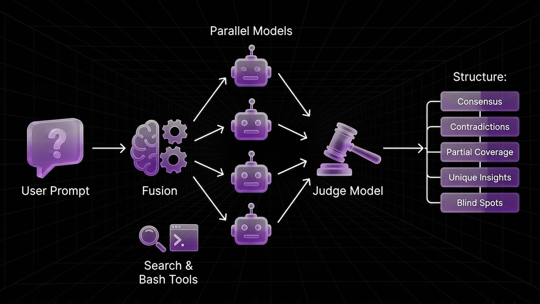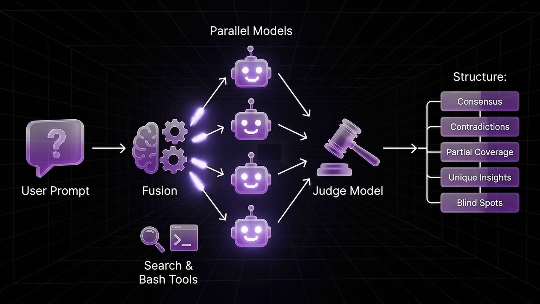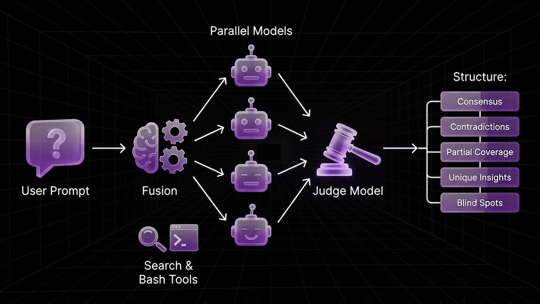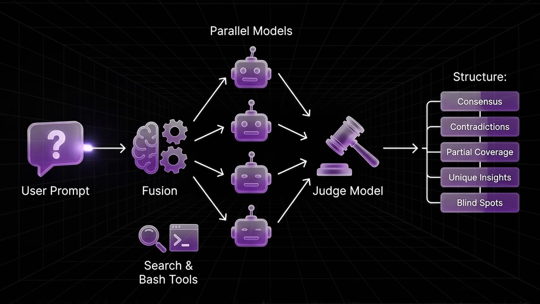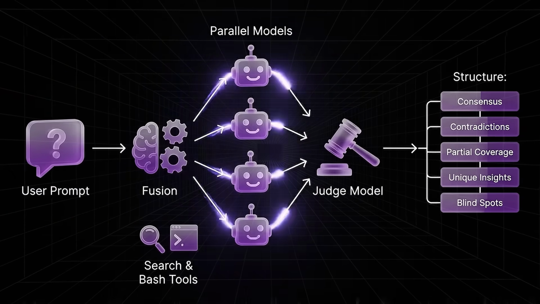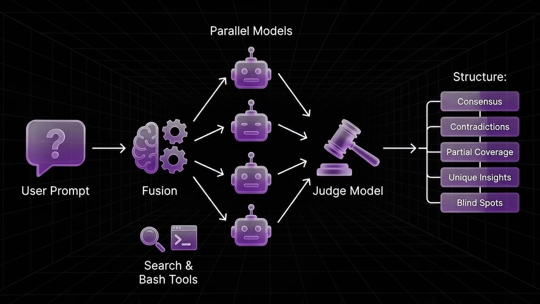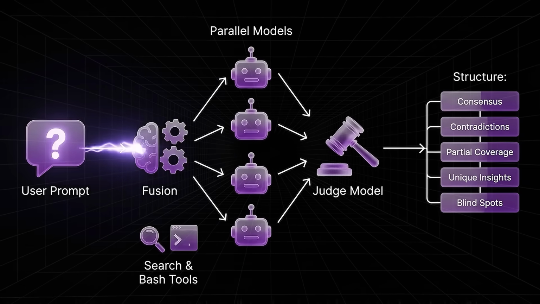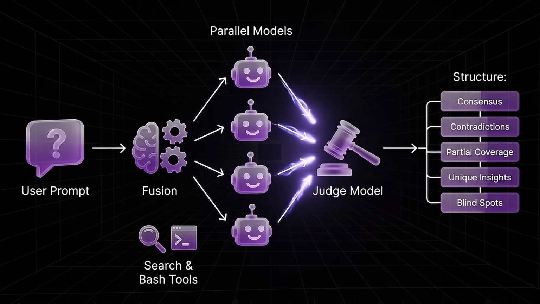And so essentially, when you send a prompt to Fusion, they fan it out to a panel of models in parallel, each with web search and bash tools enabled, and then a judge model reads every response and extracts the structure, consensus points, contradictions, partial coverage, unique insights, blind spots, and then it runs Opus 4.8 as a final judge. And then essentially, that model has been far surpassing what individual models have been by themselves.